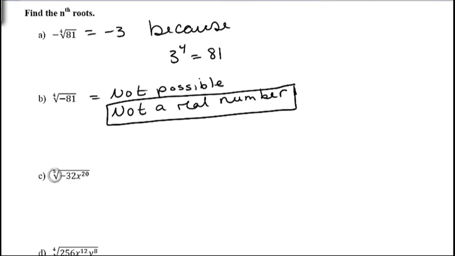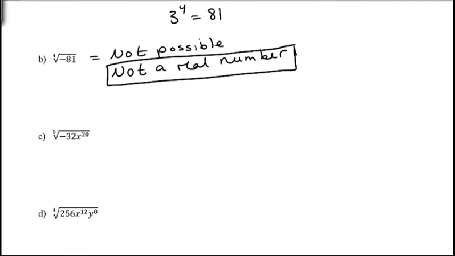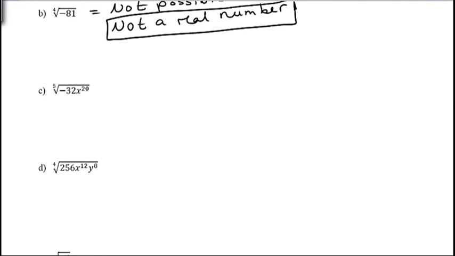And now we have the 5th root of negative 32x to the 20th. And so again, it's okay to take an odd root of a negative number, but not okay to take an even root of a negative number. So we need to figure out what number I can multiply by itself 5 times to get 32. And if you don't know what that is, then you can always factor 32.